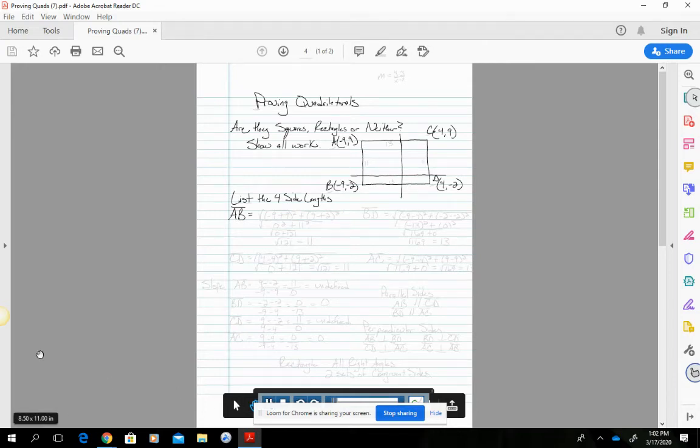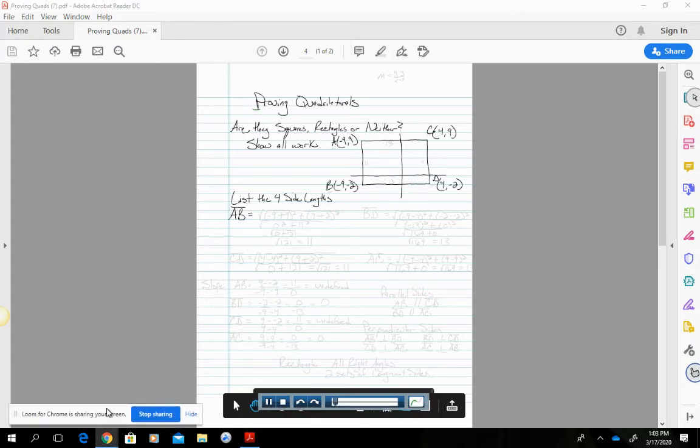Hi, today we are going to be talking about proving quadrilaterals. So we are going to determine whether they are squares, rectangles, or none of the above. And the idea is we have to show all of our work because we're proving it. We're not just saying, hey, it looks like, we're actually proving it, so you have to show all your work.